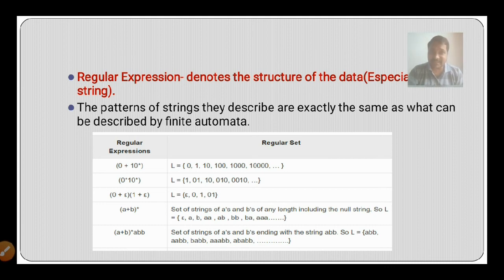Taking a regular expression, you can also express the structure of a finite automata in the regular expression. Some examples you can see in the regular expression here: 1 plus 1 0 star, 0 star 1 0 star, 0 plus A plus B star, A plus B whole star, like this. You have a set, and from the set you are going to be defining the combination of the elements to be generated from the regular expression.